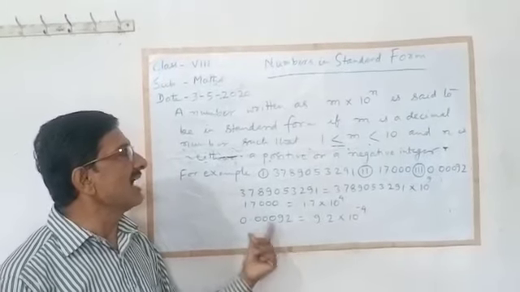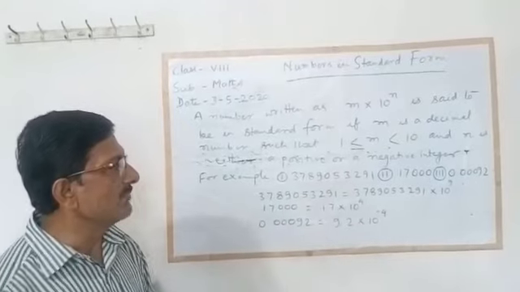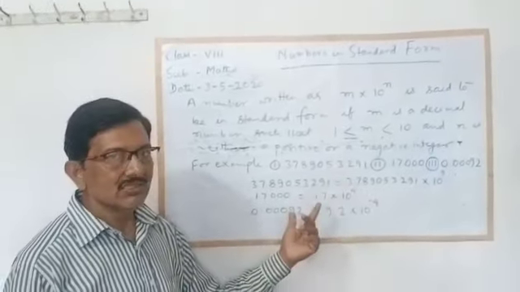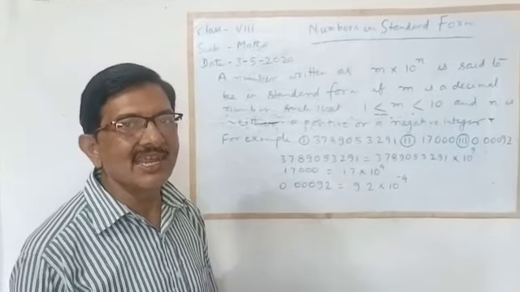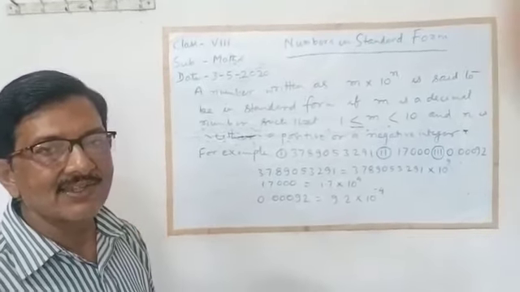Both the numbers are equivalent. Here in all the three examples we have taken, both the sides are equal. So in this way we can write any large or small number in a standard form.